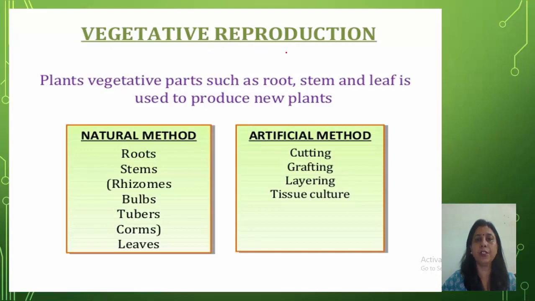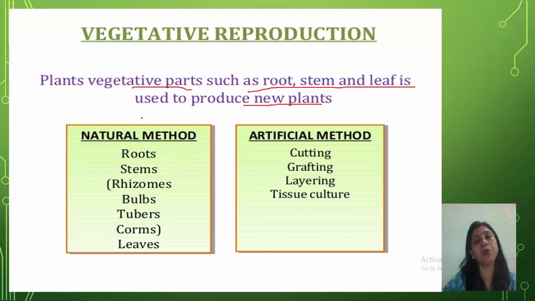now what is vegetative reproduction? It is also a type of asexual reproduction. Why? Because no sex cells or gametes are involved in this. And plants reproduce by their vegetative parts. No reproductive part is there. It reproduces by vegetative parts such as root, stem and leaf to produce new plants. Therefore, this is also a type of asexual reproduction.